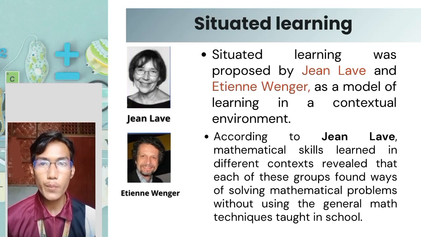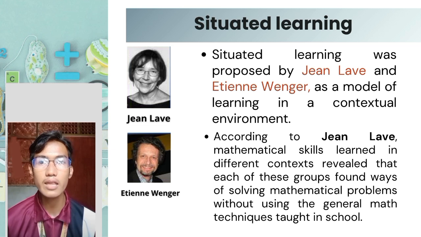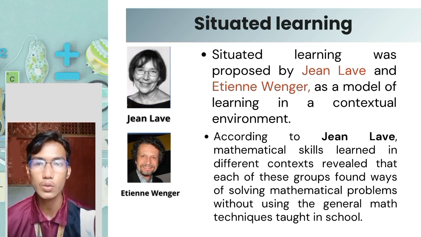Situated learning was proposed by Jean Lave and Etienne Wenger as a model of learning in a contextual environment. According to Jean Lave, mathematical skills learned in different contexts reveal that each of these groups found ways of solving mathematical problems without using the general math techniques taught in school.